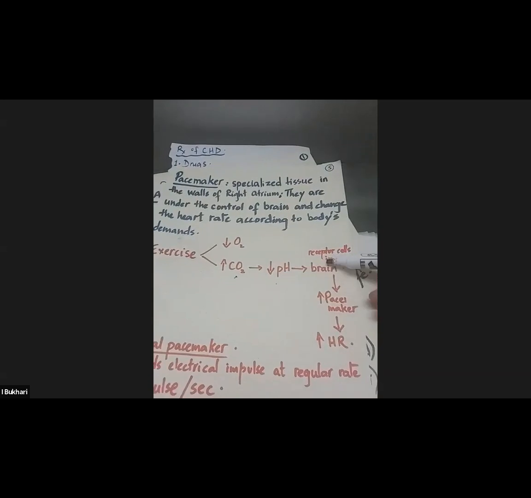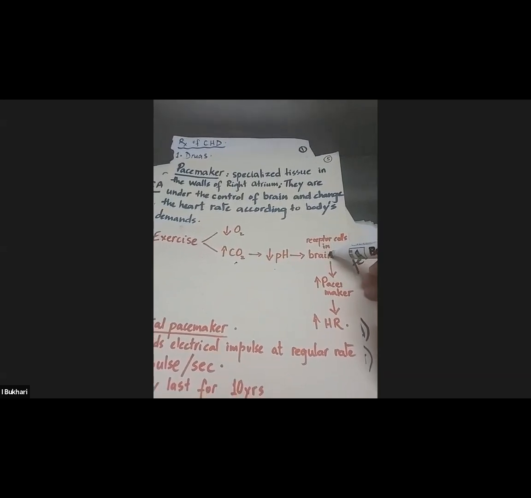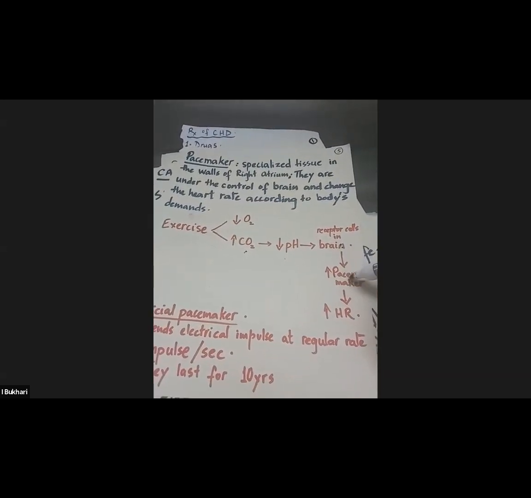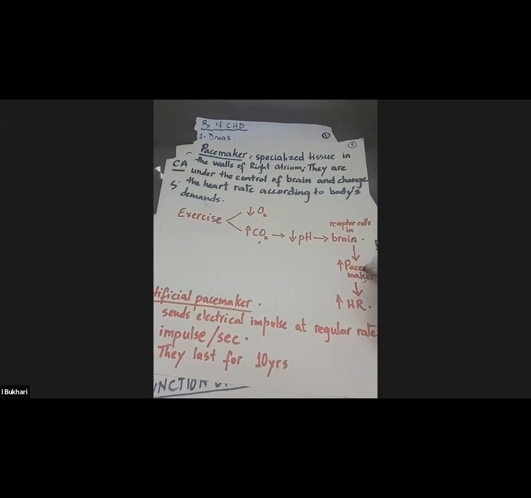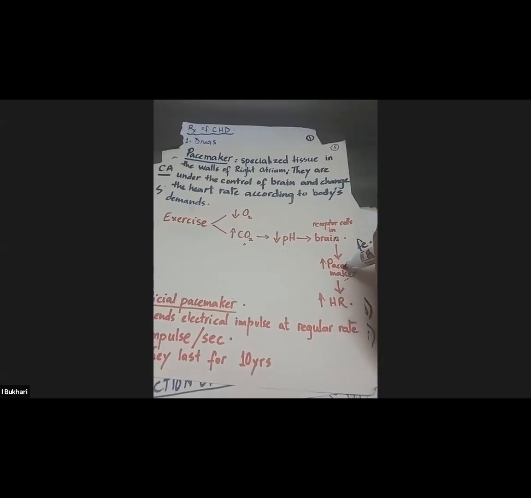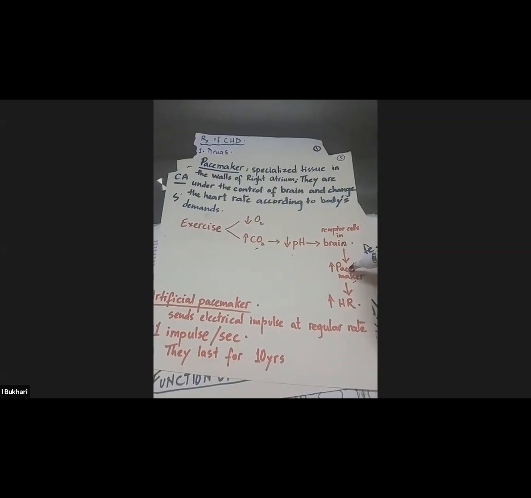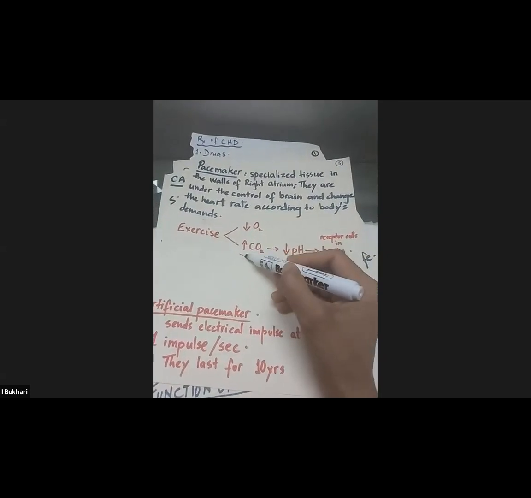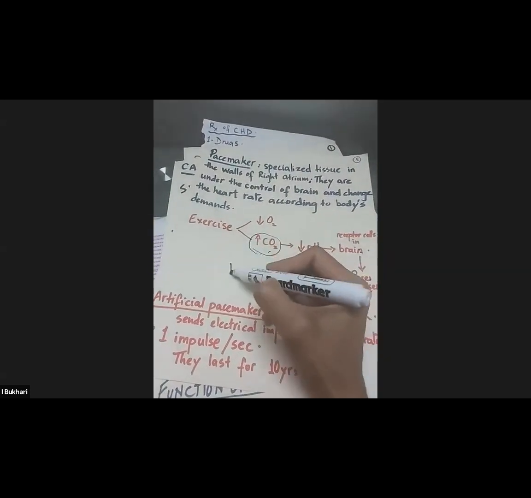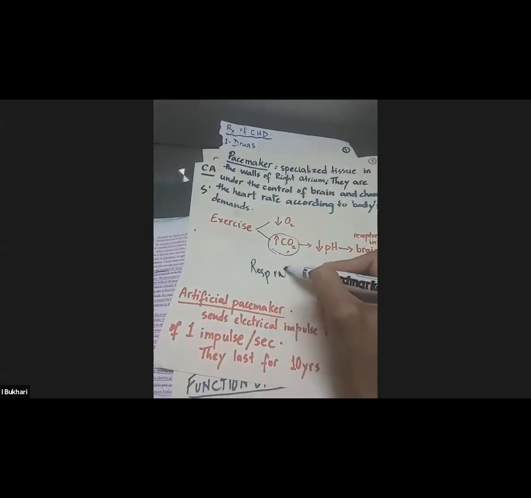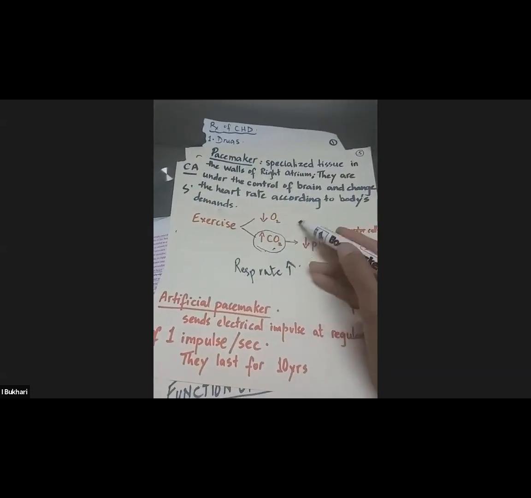The low pH stimulates the receptor cells in the brain. When the receptor cells in the brain get stimulated, they stimulate the pacemaker, the sinoatrial node in the walls of the right atrium. Hey, heart, you've got to work more. Muscles require more oxygen. More carbon dioxide is accumulating in the blood. You need to get rid of it. So in order to remove this carbon dioxide, the respiratory rate increases. That removes carbon dioxide and brings in more oxygen for the body.